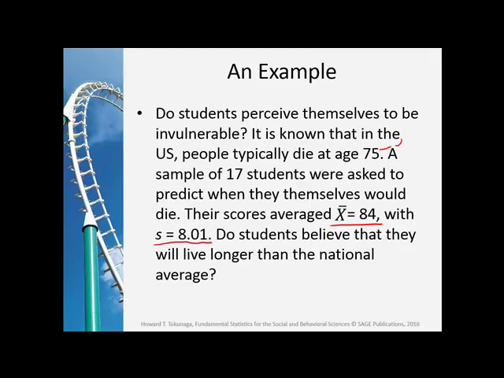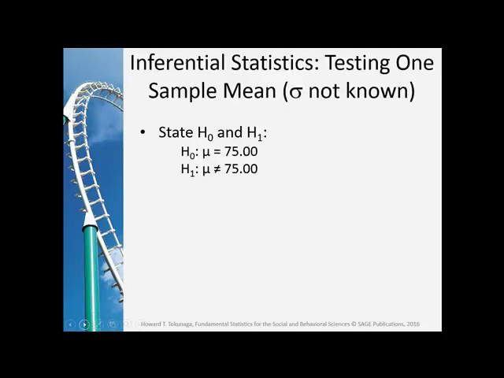We're going to sort of treat 75 as a mu. But we have no idea about the spread of the population, right? We have no idea of what sigma is. This works pretty much the same way. Null hypothesis and alternative hypothesis. Again, I like stating the null hypothesis of whether or not our sample average is the same as our population average. And the alternative hypothesis is that they're different.